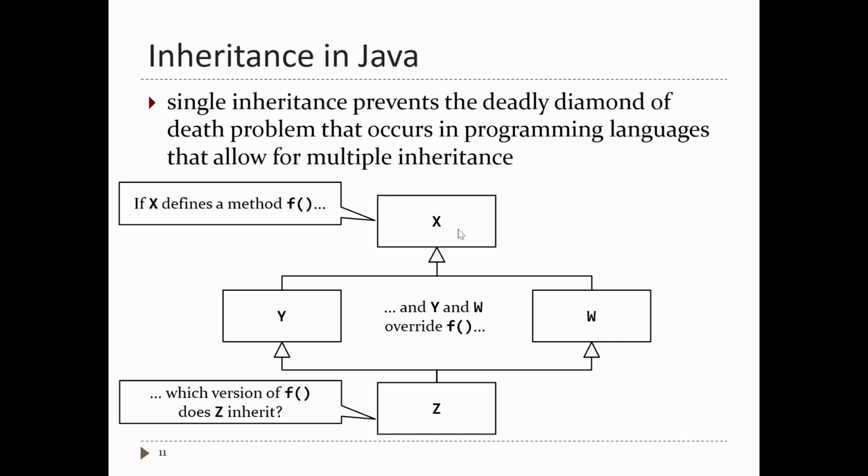All of the languages that support multiple inheritance have different ways of dealing with this problem. Java decided to not deal with this problem and disallowed multiple inheritance. So that's one of the reasons why Java only supports single inheritance.